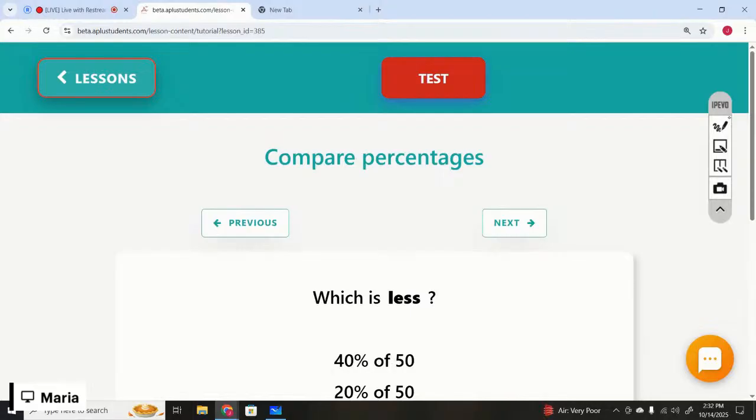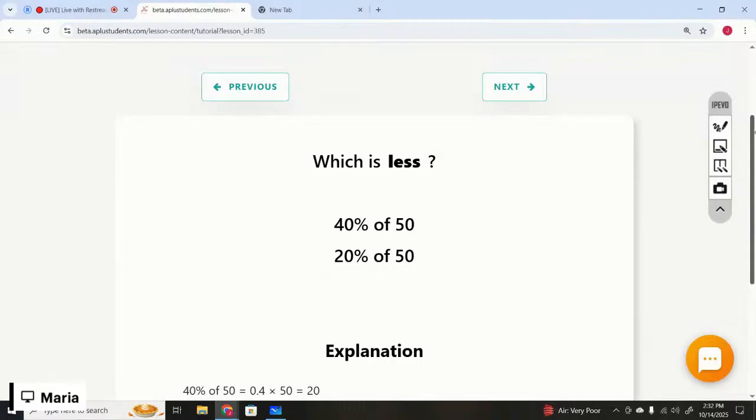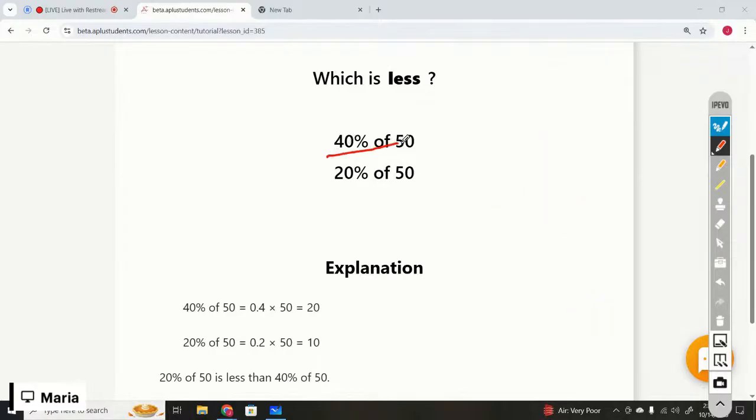Which is less, 40% of 50 or 20% of 50? Calculate both the percentages. 40% of 50 is 20 and 20% of 50 is 10. So which is less? 20% of 50 is less.